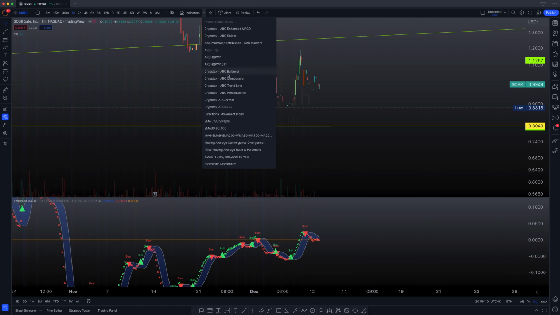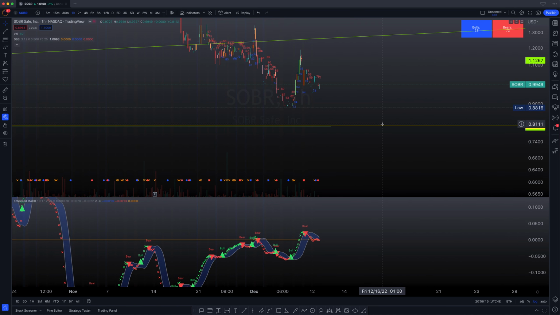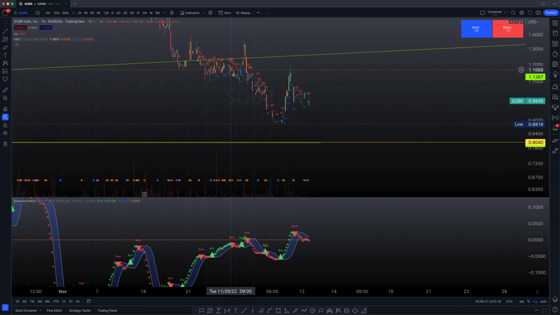Now let's look at the ARC DBSI, which is a statistical indicator. In this case, it gives us a cumulative score based on the candle count. Now it gives us the percentages right up here. It looks like the bears are winning by 72%, so this is 28 on the bull side.